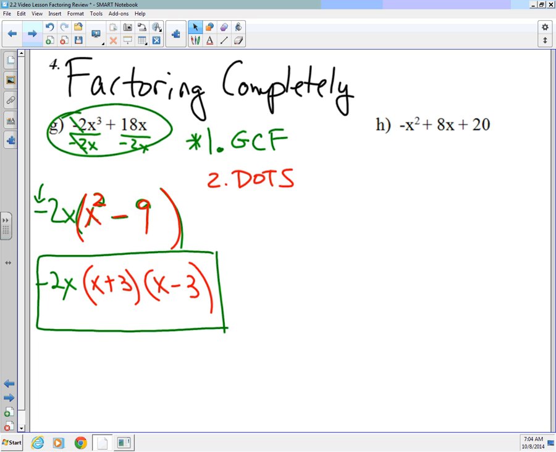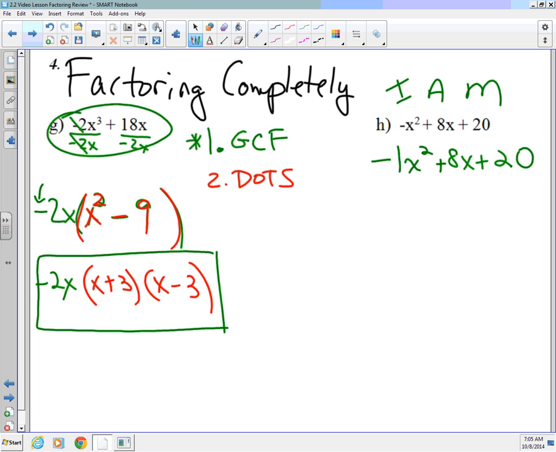So I have h. H says negative x squared plus 8x plus 20. I want to factor that. Now, it may not appear that it has a GCF, but in some sense it does. Because first of all, remember, it looks like an IM problem, except there's one issue. This guy in front of the x squared is not a 1. It's a negative 1. So I'm going to actually rewrite it like that. And I'm going to say to myself, well, if I could get rid of this negative 1, then it would become an IM problem because the coefficient of the x squared term would be a positive 1.